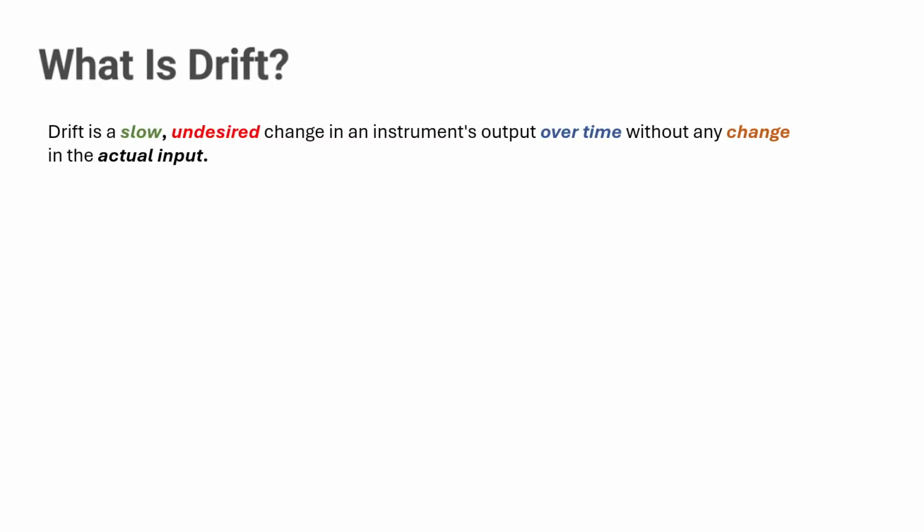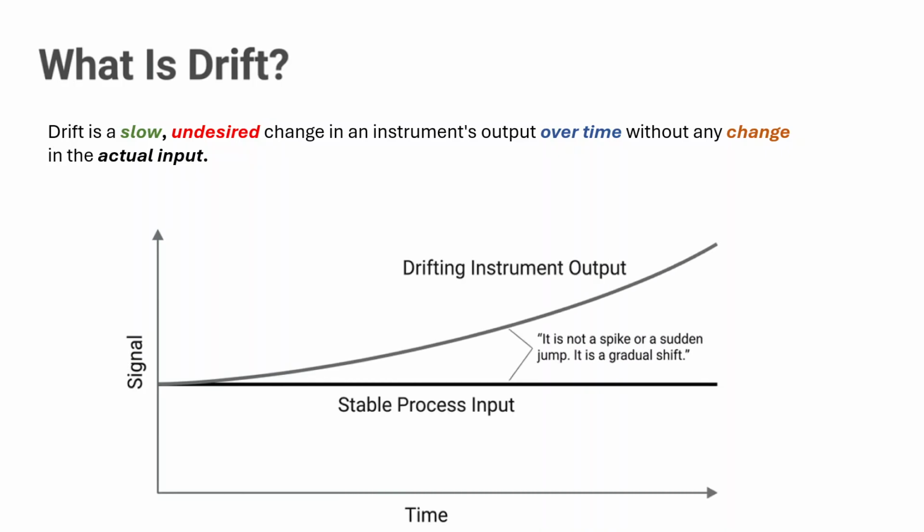So let's define it properly. Drift is a slow, undesired change in an instrument's output over time, without any change in the actual input. Read that again. The input hasn't changed. The process hasn't changed. But the instrument is reporting something different than it should be.